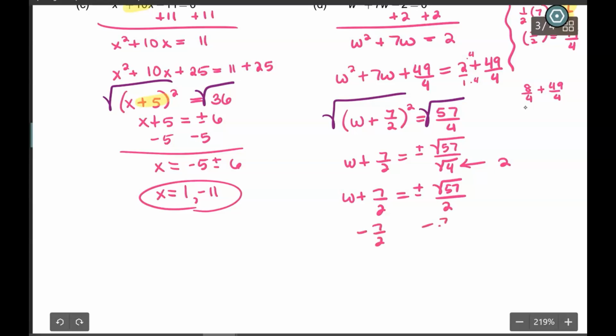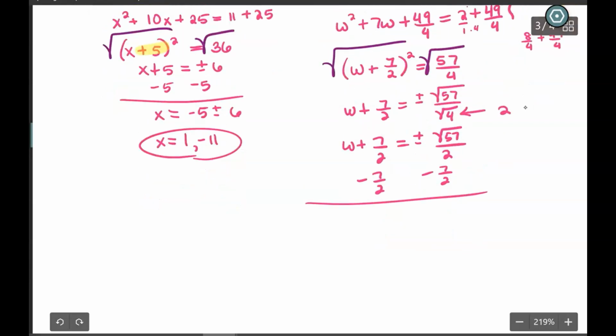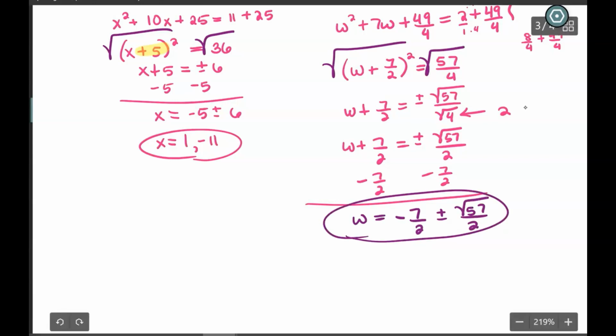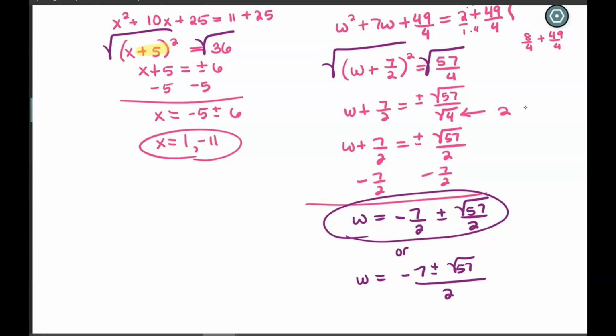I'm going to subtract 7 halves. Don't worry, I'm not going to give you too many like this. Most of the problems I will assign will be when you have even numbers to work with, because when you have an odd number, it complicates things. So here I have negative 7 over 2 plus or minus square root of 57 over 2. Now, you can just leave your answer like this. Because we have a common denominator, you may write it as one fraction, but it's totally not necessary. Just leave it like that. All right, it's enough work as it is.